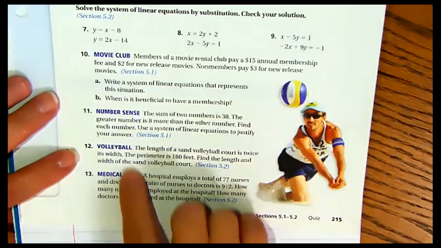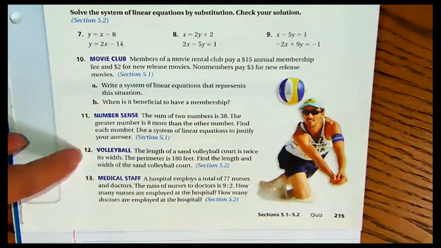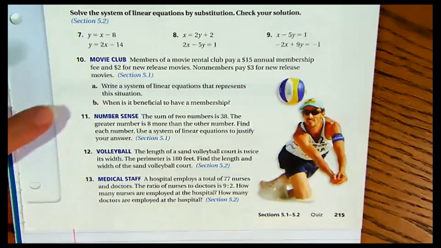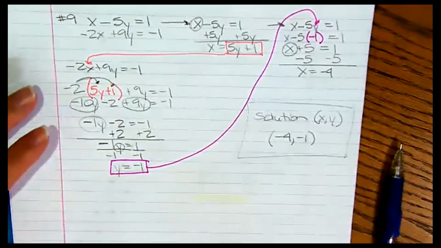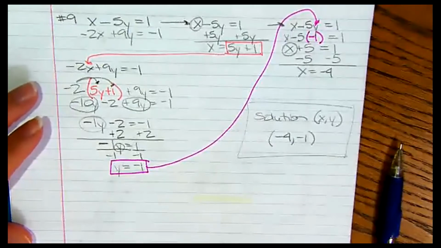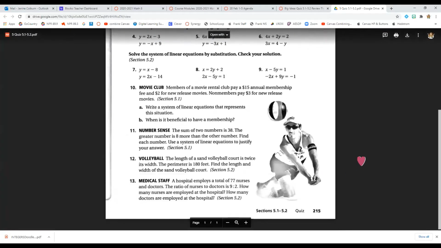Now we have 4 word problems. I'm going to help you set up 10 and 12, and then you need to work on 11 and 13. So we're going to set up 10 and 12 together. Here we go. You're going to solve them, but I am going to help you set them up.